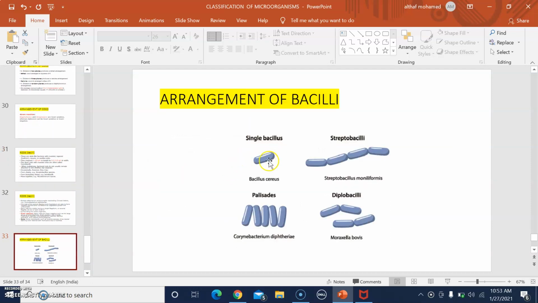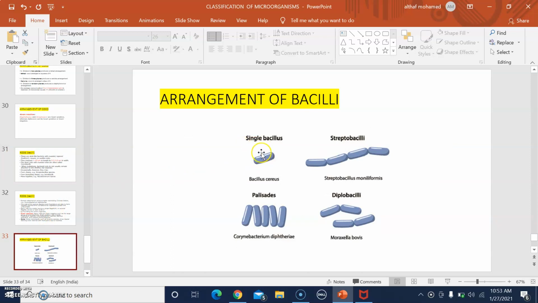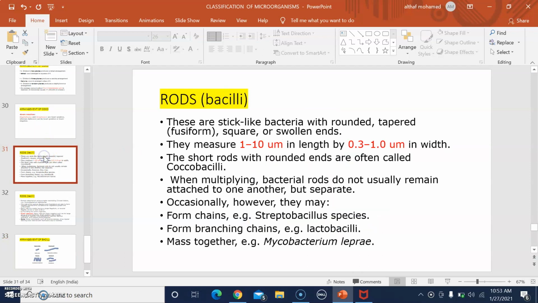So this is the bacilli, a stick-like bacteria which can be either round-ended or tapered-ended, or square or swollen-ended. The measurement is 1 to 10 micrometers in length and 0.3 to 1 micrometer in width. If they are short rods, half of this length, then they are called cocobacilli. When multiplying, bacterial rods do not usually remain attached to one another.